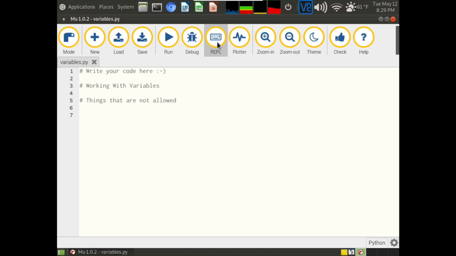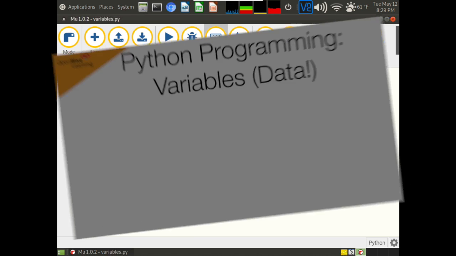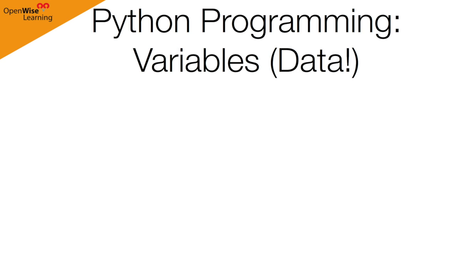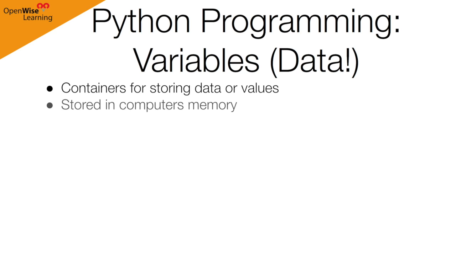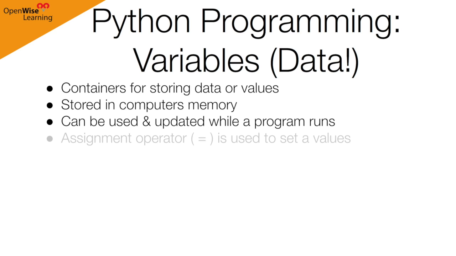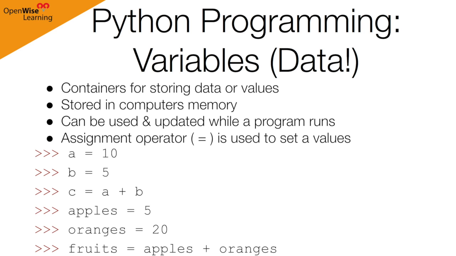Okay, that's up for coding for now. I want to recap some of the things that we reviewed in this video. First, variables are how we save data inside of Python. They're containers for storing data or values. They're stored in computer memory. They can be used or updated while the program runs. Assignment operator is used to set them, and here are some examples based upon what we did today.